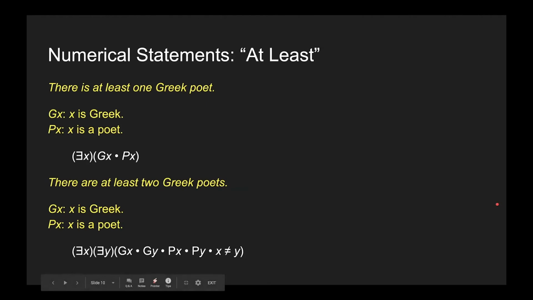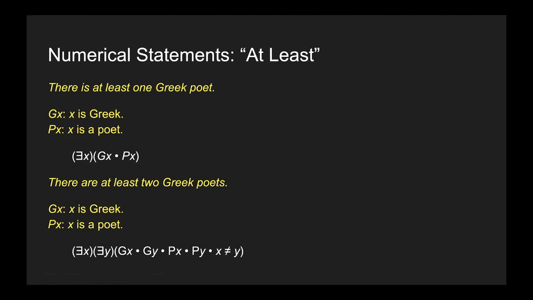Let's look at statements like this: at least a number of something, which says something very different. If you look at the given statement, there's at least one Greek poet. We have two predicates here. G of x stands for x is Greek. P of x stands for x is a poet. And this is going to look like a very run-of-the-mill, straightforward existential statement. It says there exists at least one thing that is Greek and a poet. There's something that's a Greek and it's a poet.